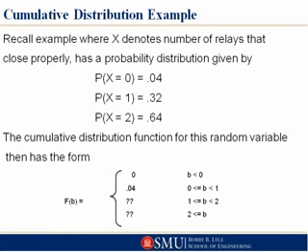Probability that the random variable X takes a value that is less than or equal to 2 would be just the sum of all three of those, which is 1.